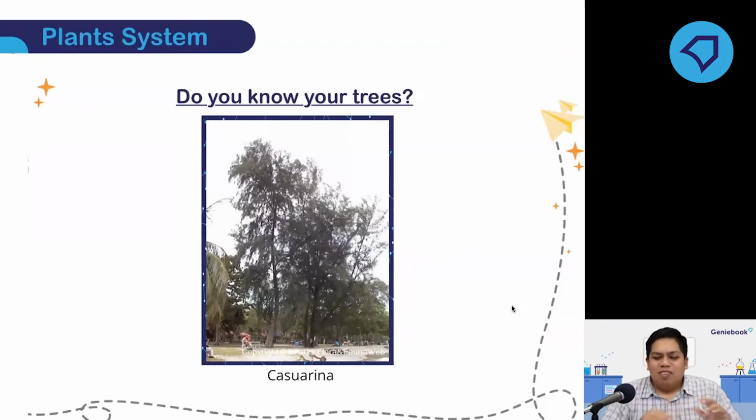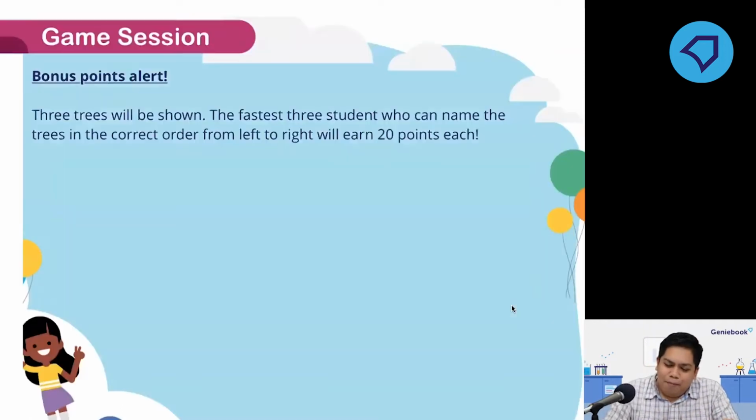Okay, so here's how the game will go. Now, 3 trees will be shown. Only the fastest 3 students who can name the trees in the correct order from left to right, and all the spelling is correct, will be counted. No spelling errors, and all the characters must be correct. That means if there's a spacing in between, for example, like rain tree, you must have the spacing, then it's counted. If there's any error, it is not counted at all.